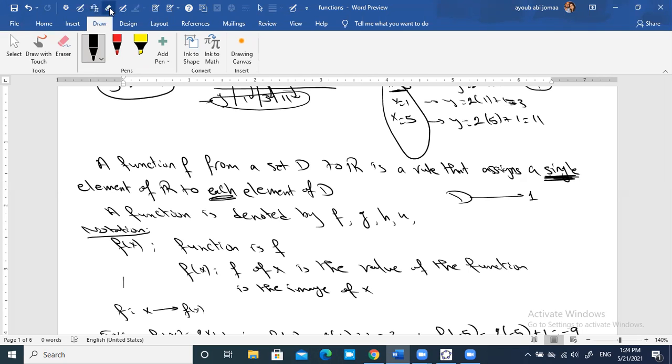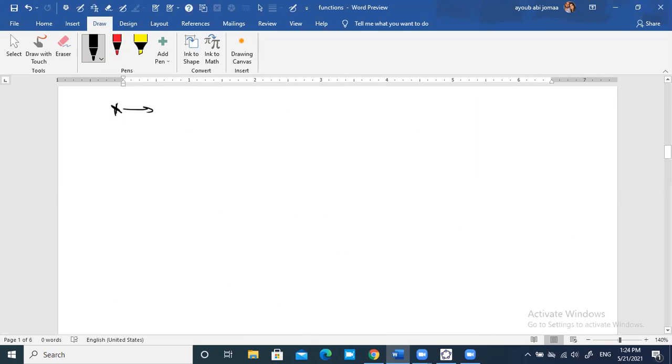يعني إذا بدكم نسمع هيك، هذا الدومين D وهذا الرينج R. Each element here is assigned to only one element. It can't be assigned to another element. هذا ممنوع. Each one element in the domain has only one image. Only one image. صح؟ طيب, back to the graph.